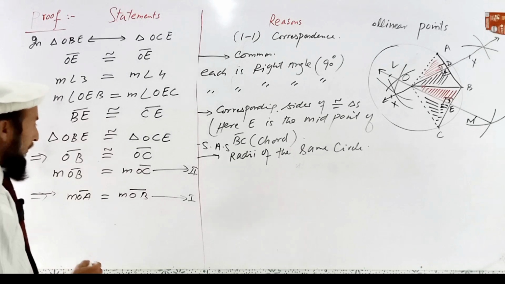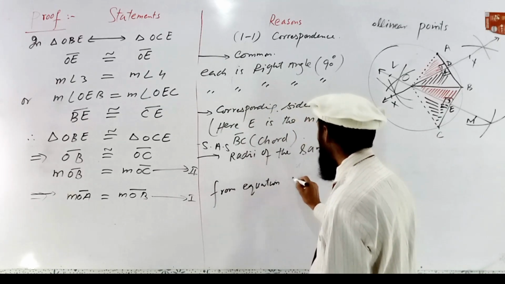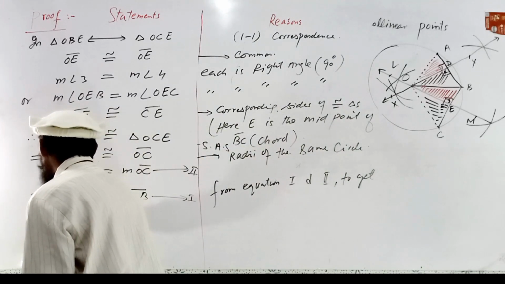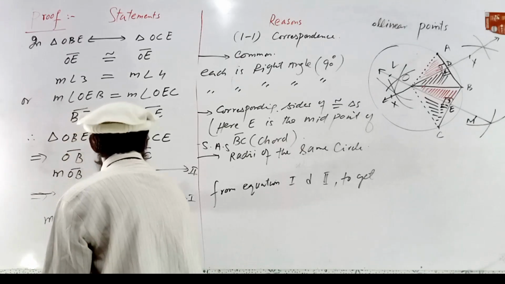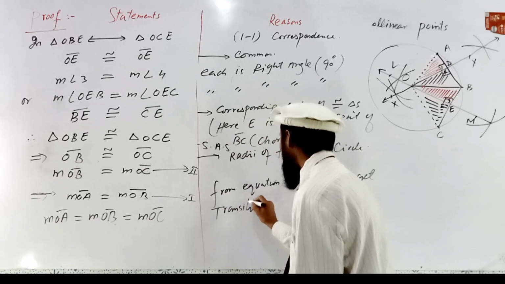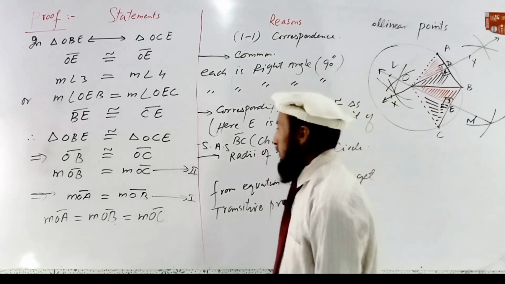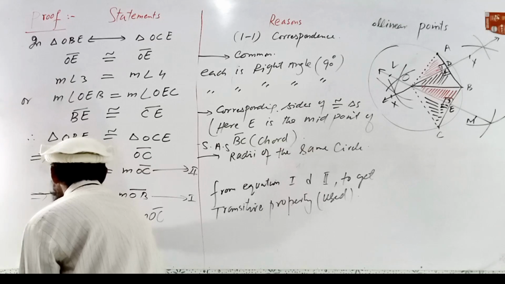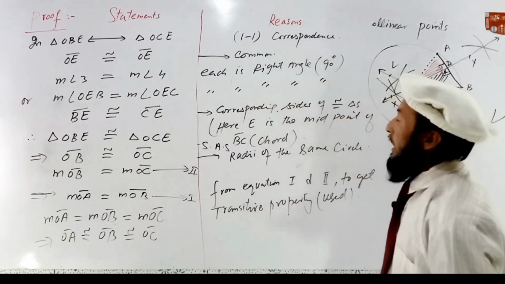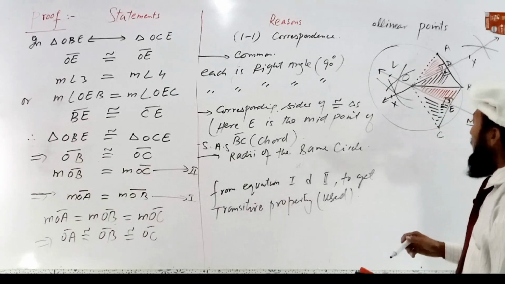According to the transitive property, we can write from equation number first and second that measurement OA is equal to measurement OB is equal to measurement OC, transitive property used. So here we can write OA is congruent to OB is congruent to OC. It means that we conclude that one and only one circle can pass through three non-collinear points from the fixed point O.